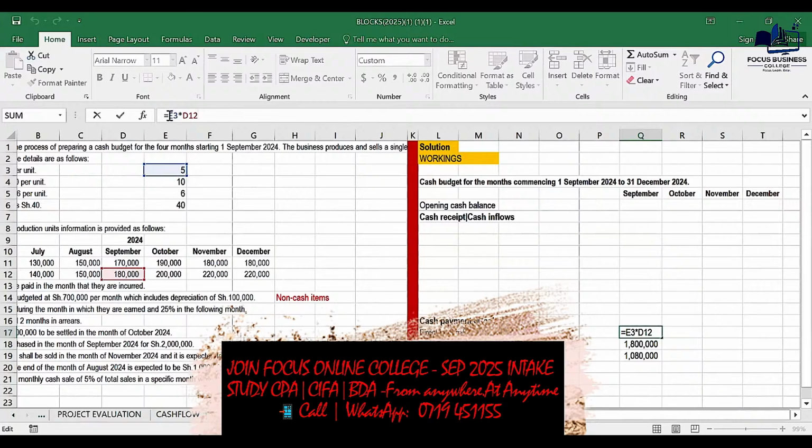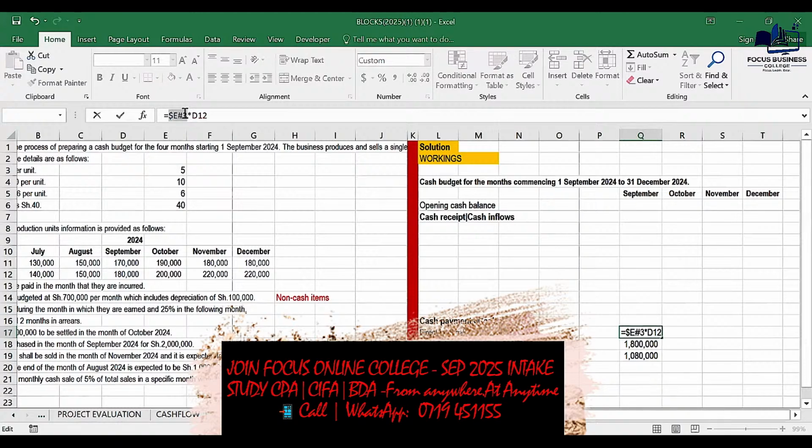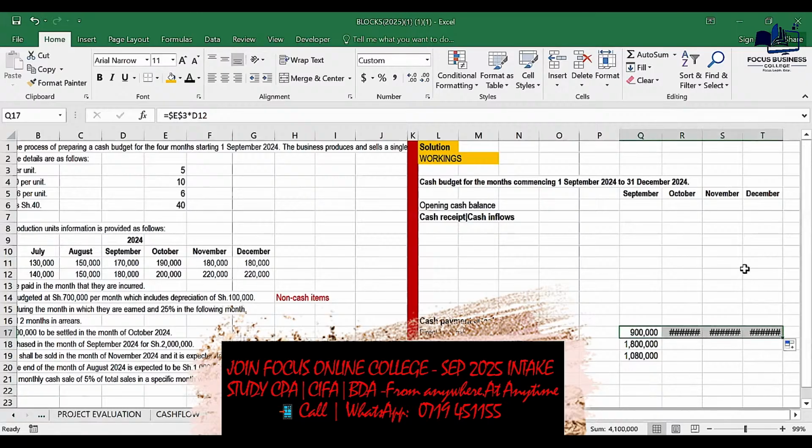So I can lock the value in E3. I shift $, and then I shift $ again here, and $. So let me see whether, okay, we have a problem up here. This one should be $, like that. So let me apply that formula and see whether it will be able to work for me now. Let me apply that. Is it working for us? Yes.